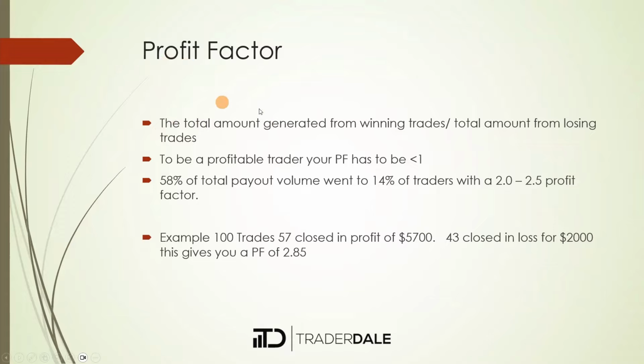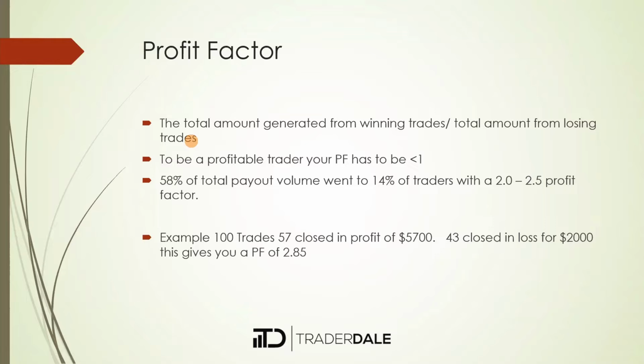And so profit factor, that's another one. That's the second front. This is the total amount generated from winning trades divided by the total amount from losing trades. To be profitable, your profit factor has to be greater than one. Okay. So 58% of total payout volume went to 14% of traders with a 2.0 or 2.5 profit factor, essentially greater than 2.0.